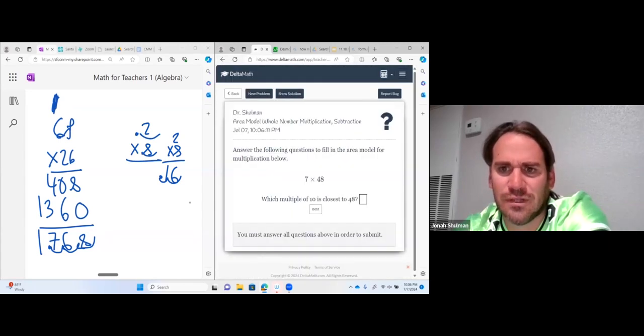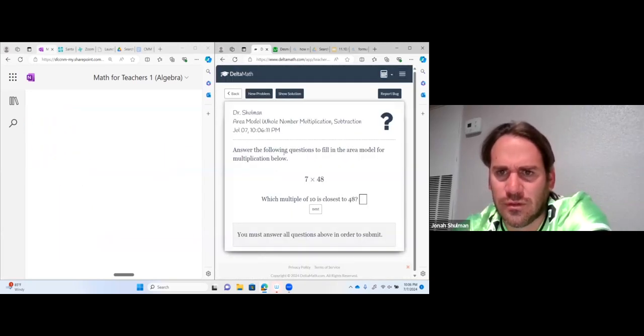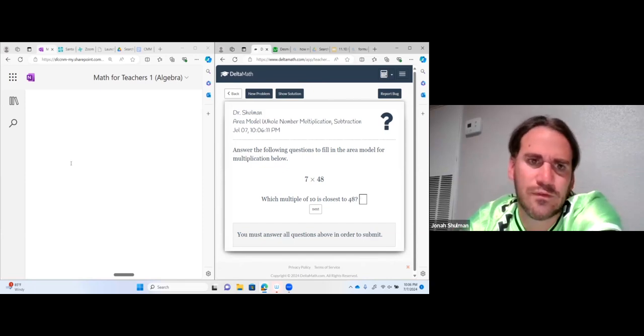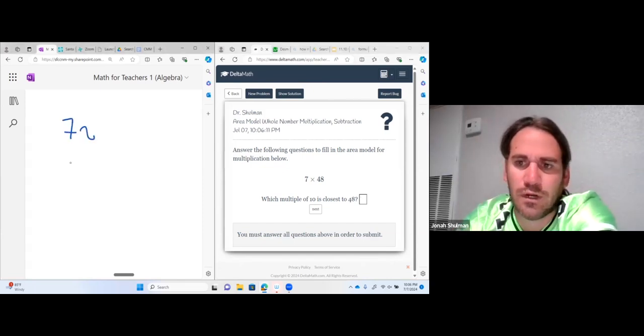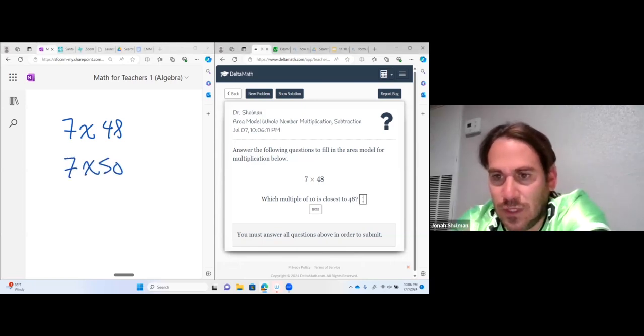All right, so let's do another area of a whole. Answer the following questions to fill in an area model. So it's 7 times 48. Which multiple of 10 is closest to 48? This is how we're using the model, right? 7 times 48, we can't do that. We can do 7 times 50. I believe that's what we're going to do.